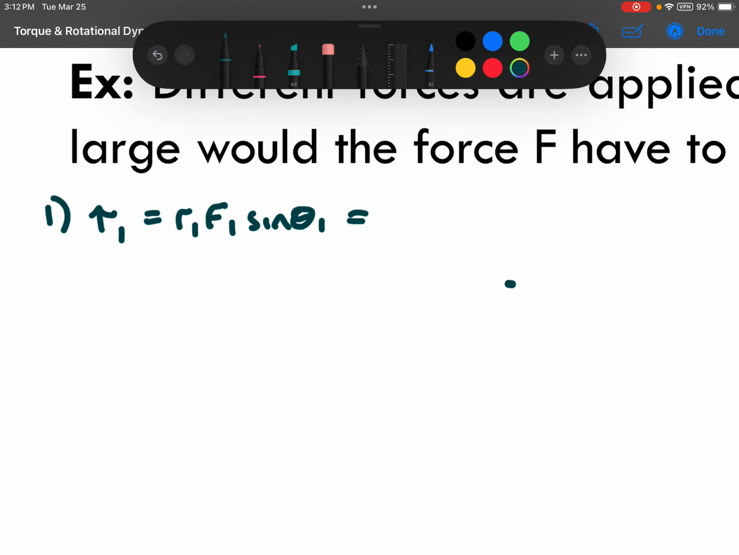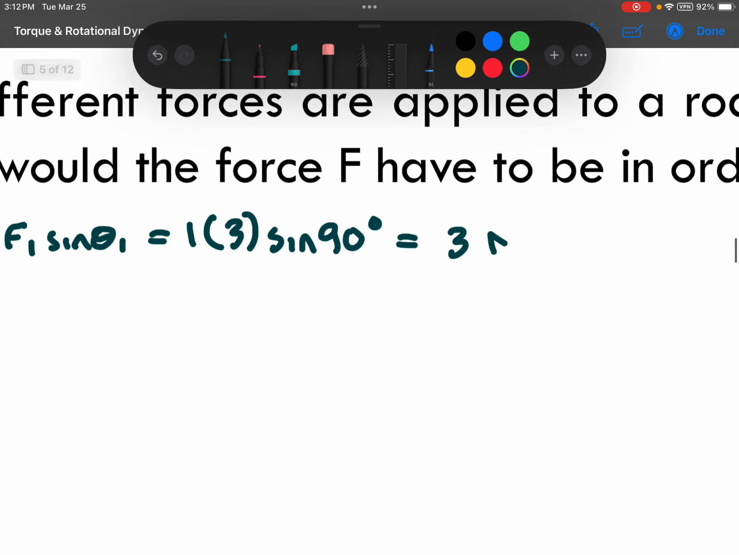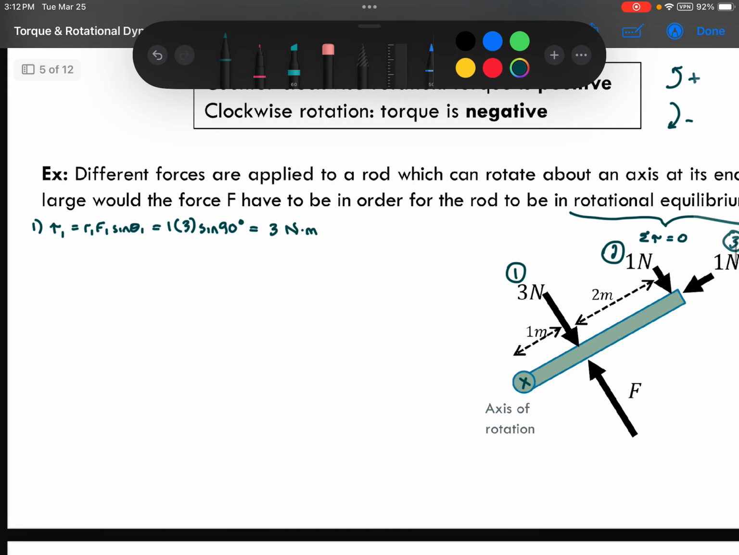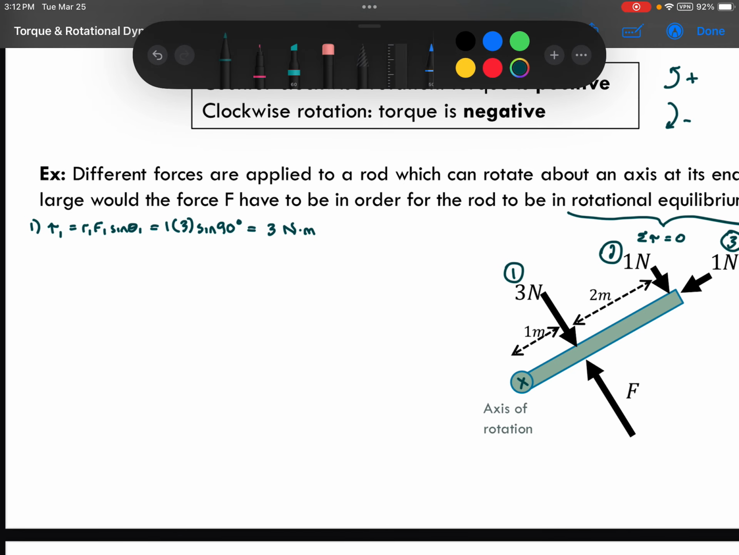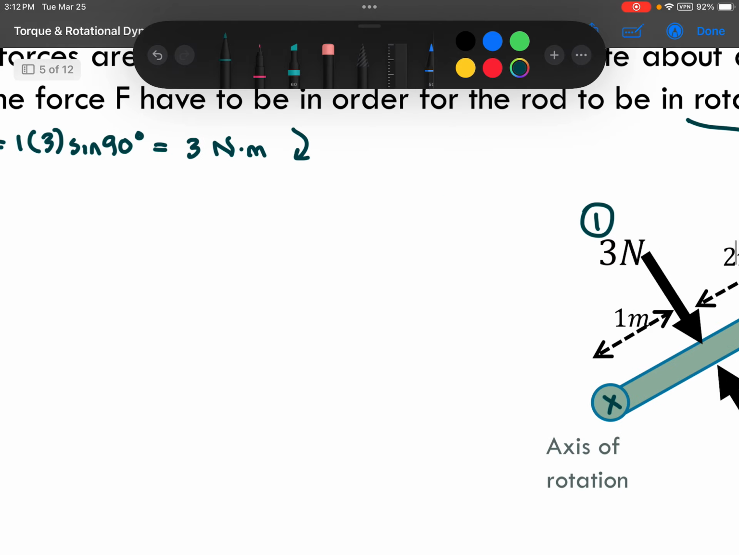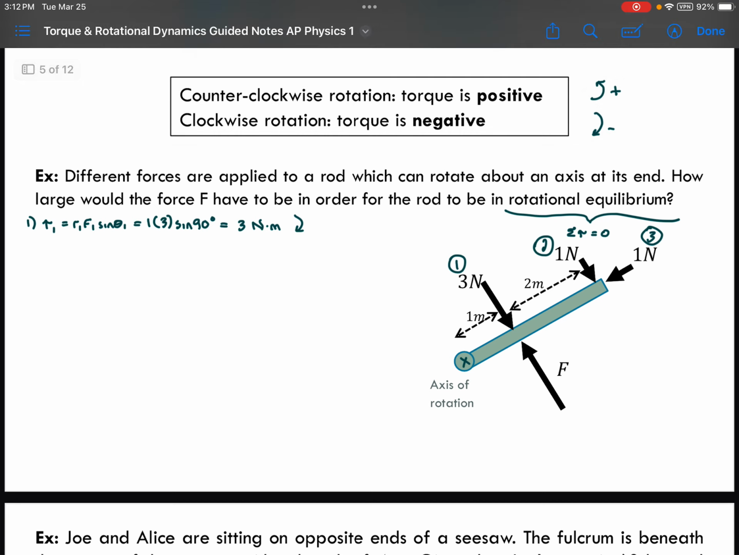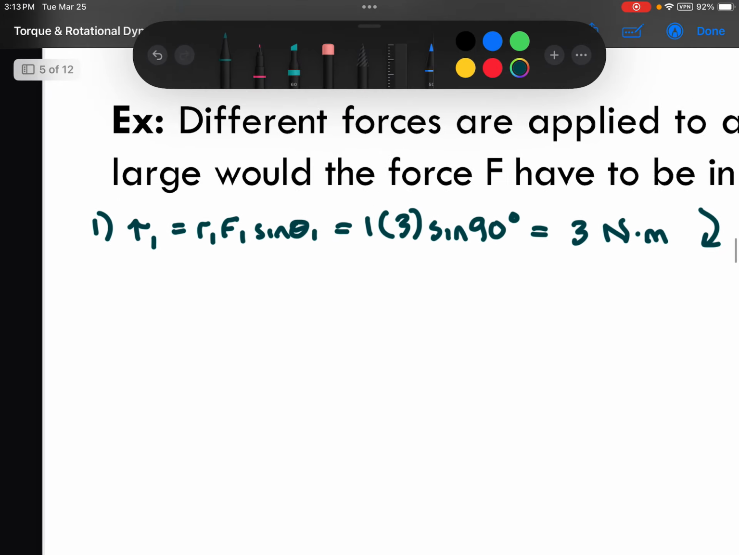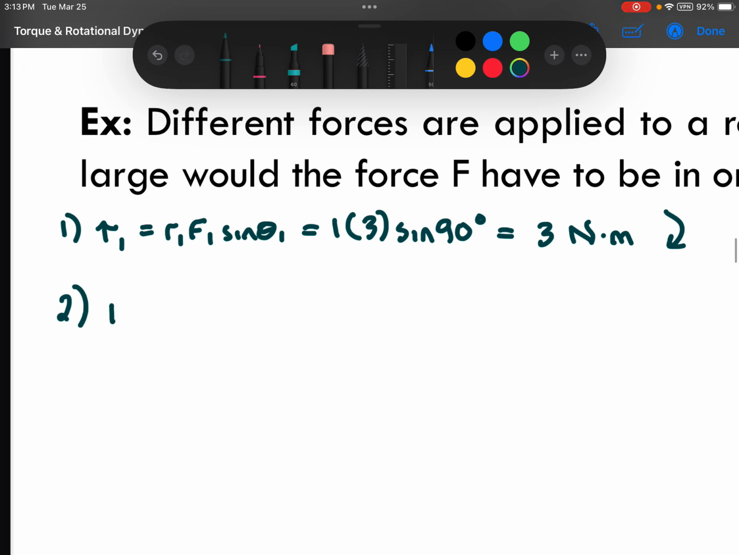This is a perpendicular situation. So we have 1 times 3 times sine 90. So 1 times 3 times 1 is 3 Newton meters. And then just taking into account the direction that this torque would cause our rod to rotate, looks like clockwise. All right, so that is for the first force, and we're going to repeat this process for the second force now. So for the second force, we're finding the torque due to the second force.